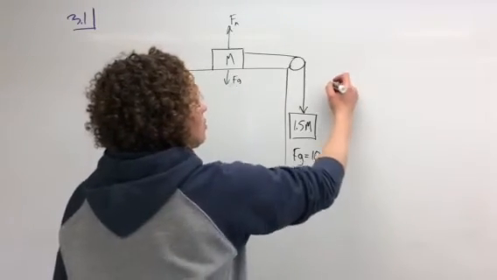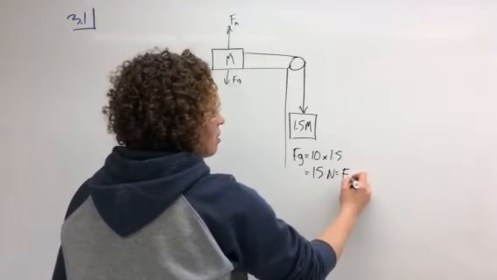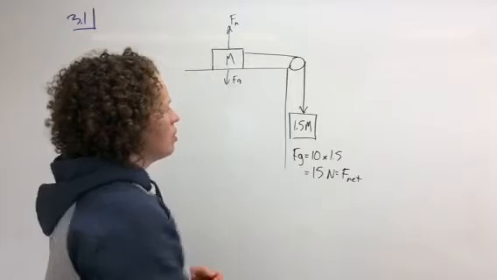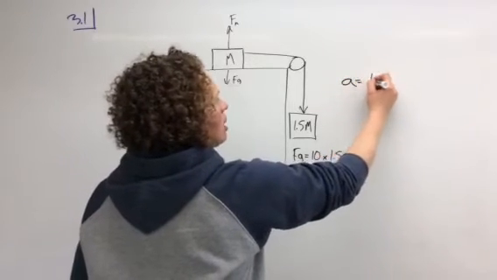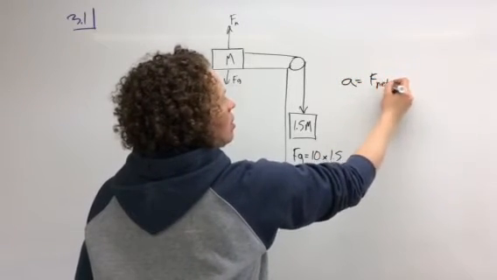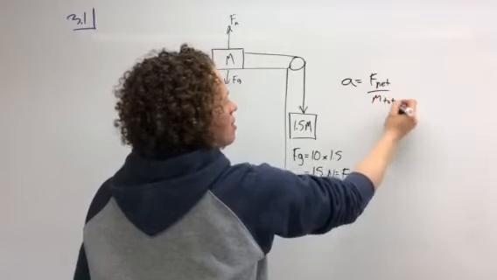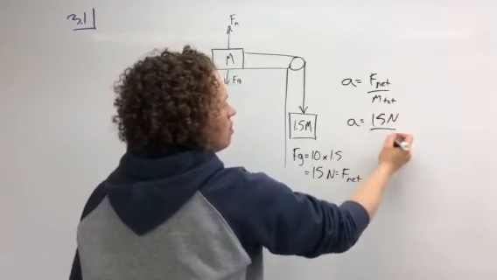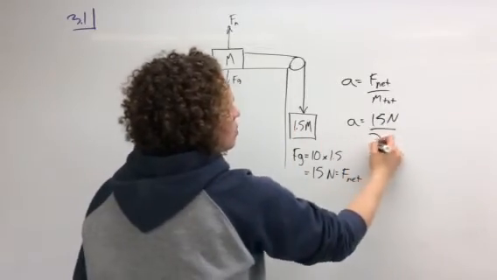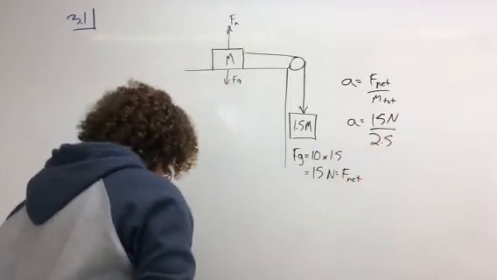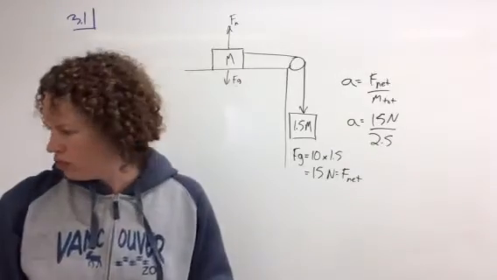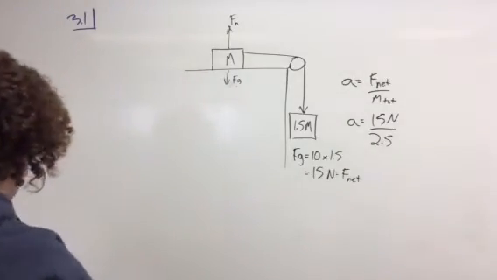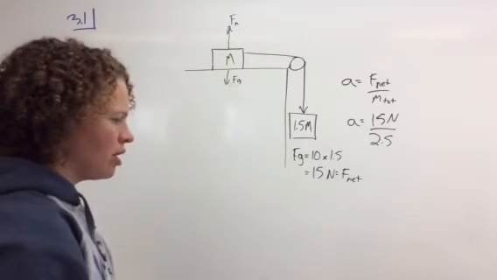So in this case, this is F net because there's nothing else happening. I want my acceleration. My acceleration is my F net over my total mass. So the acceleration in this system is going to be these 15 newtons divided by 2.5. There I went and used the decimal.